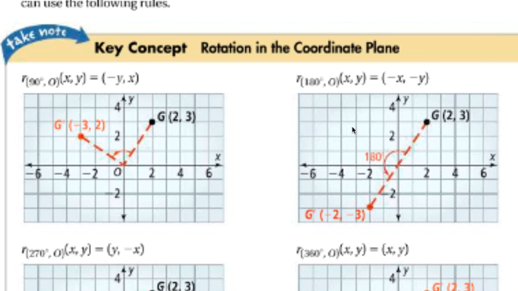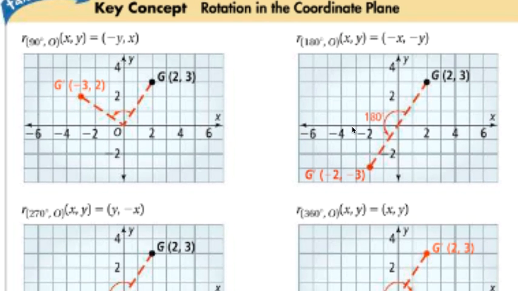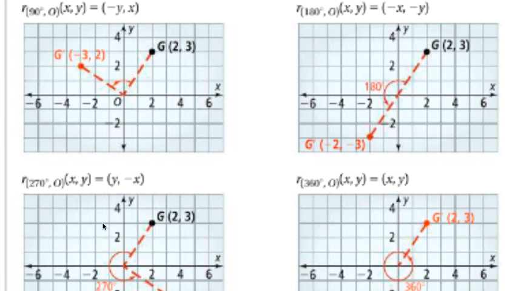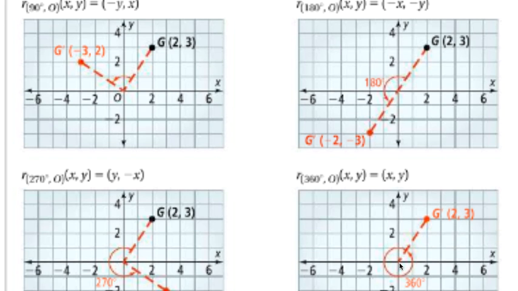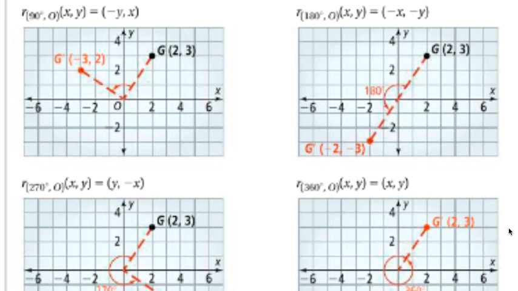We can continue this with a rotation of 180 degrees or 270 degrees, or if we ended up smack back at the original spot we started. After that rotation of 360 degrees, it makes sense that we would have the same x and the same y coordinate. So I'll actually give you a moment to copy this.